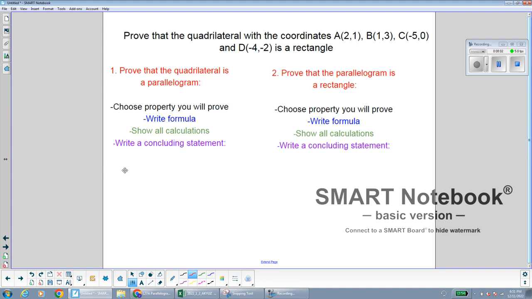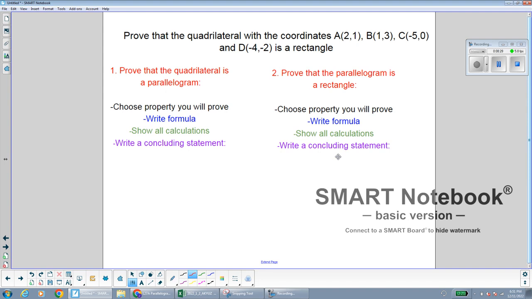Then, once you prove it's a parallelogram, you can do the same thing to prove it's a rectangle. You can either show that there is a right angle. That would be with slope formula, showing that you have opposite reciprocal slopes, perpendicular lines that makes a right angle. Or you can show that the diagonals are congruent, and that's distance formula. Same process. Write down your formula, show your calculations, and write a concluding statement.